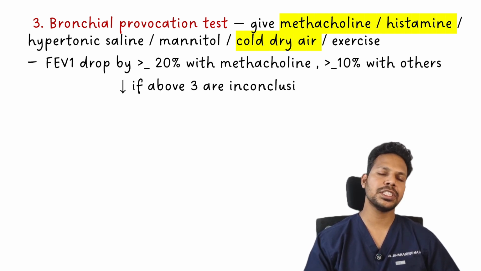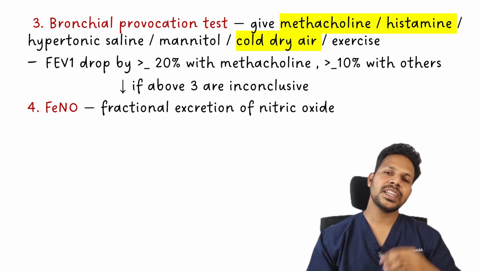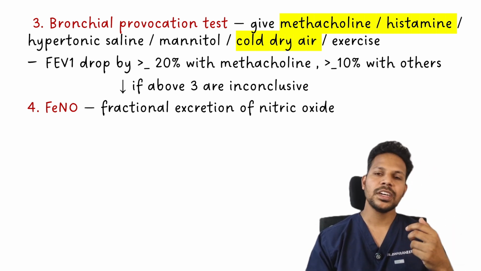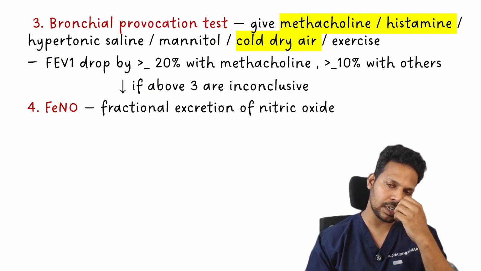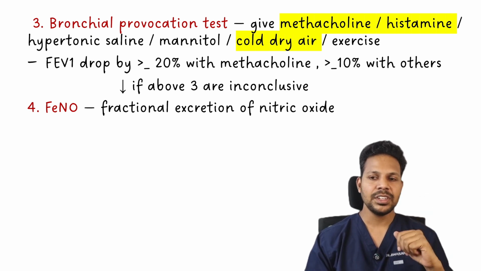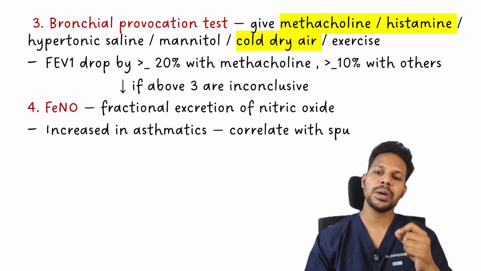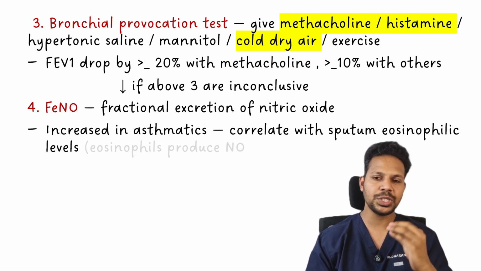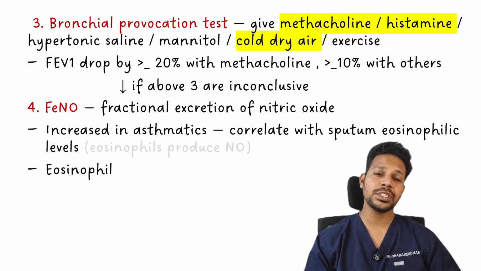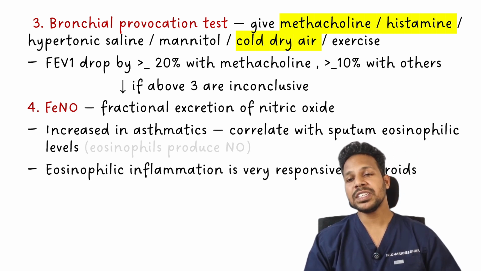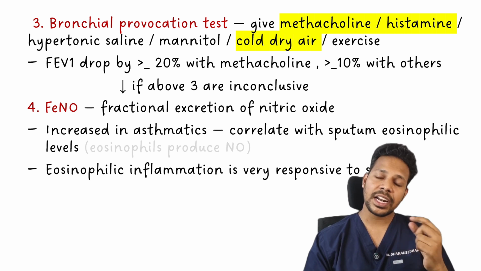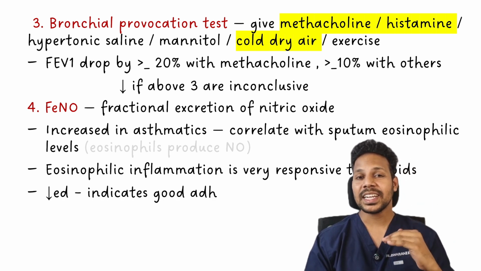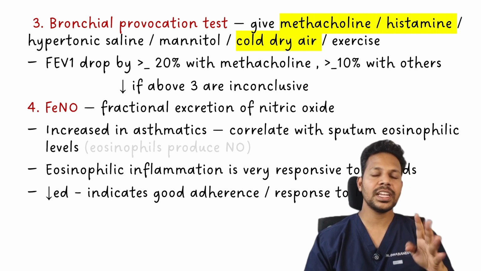If the above 3 are inconclusive, then the last step would be to do fractional expiration of nitric oxide. So here the eosinophils are the predominant cells in most of the cases. So the eosinophils will produce nitric oxide. That is why if you look at the fractional expiration of nitric oxide from the exhaled air, the nitric oxide content is increased. This is increased because this correlates with the sputum eosinophilic levels. The eosinophilic inflammation is very responsive to steroids as well. So when the patient is continuously using the treatment, that is inhalational corticosteroids, the nitric oxide levels will be suppressed. So when the levels are low, that indicates good response or good adherence to inhalational corticosteroids.